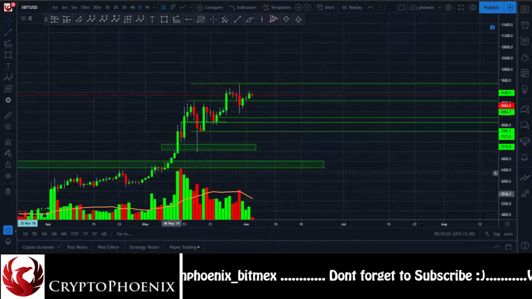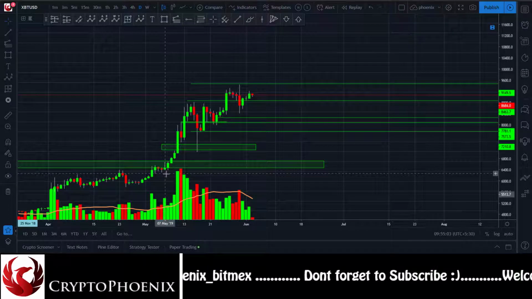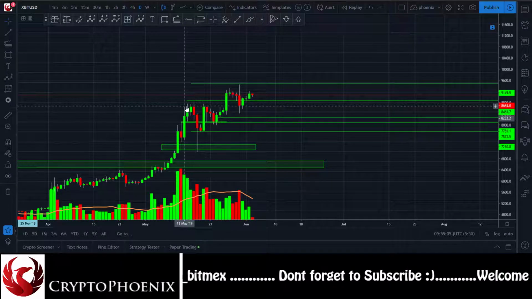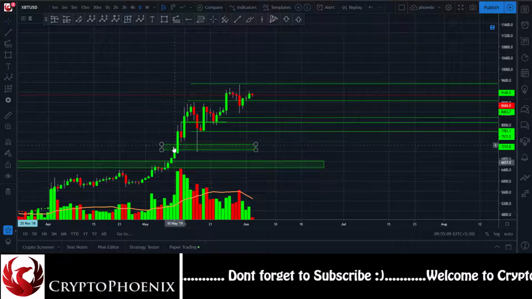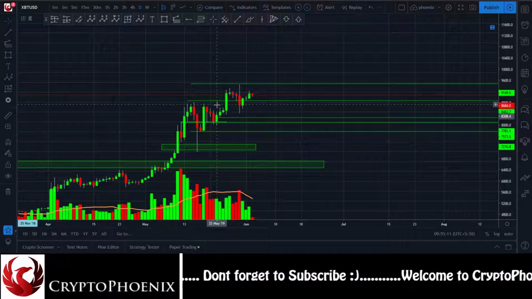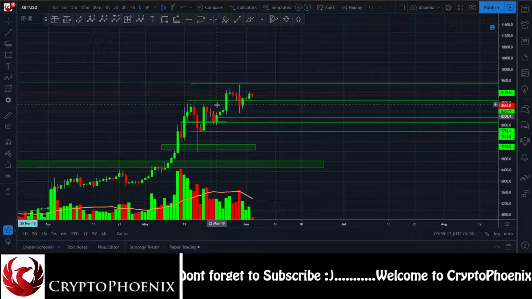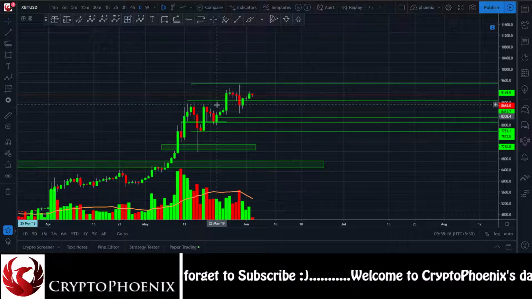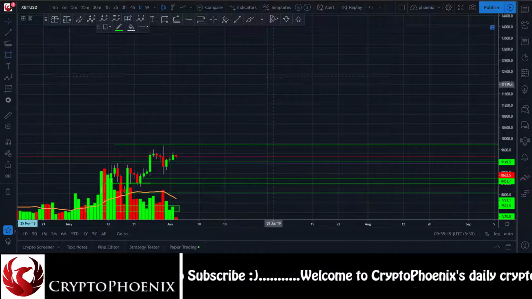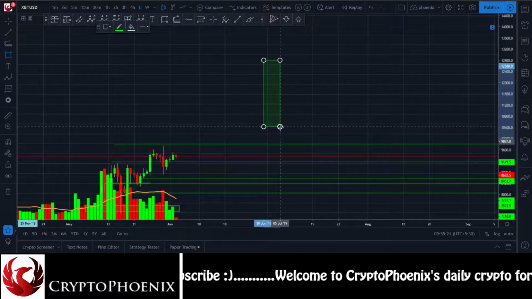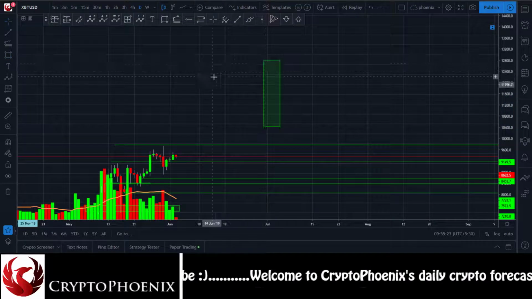Either bulls have extremely ragged the bears by pushing the price higher and higher, and we get the green candles, and the red candles are basically showing the presence of bears. So let's just see what a candlestick is.